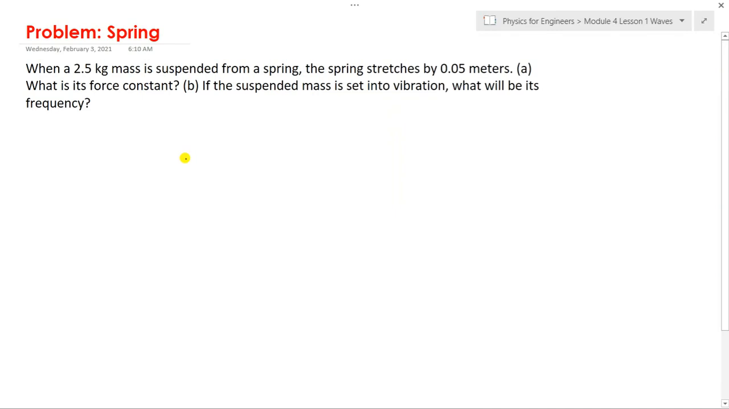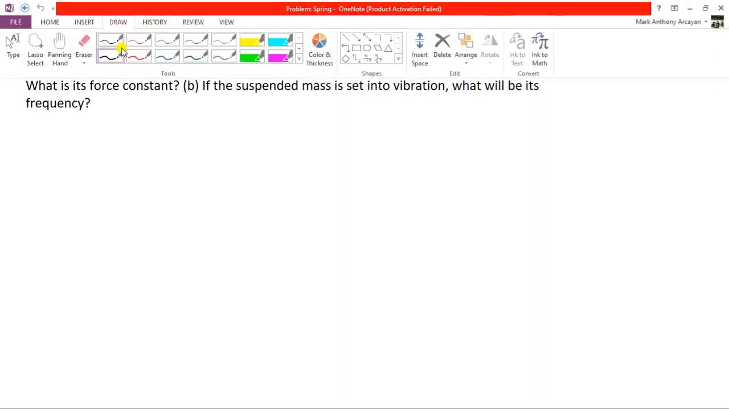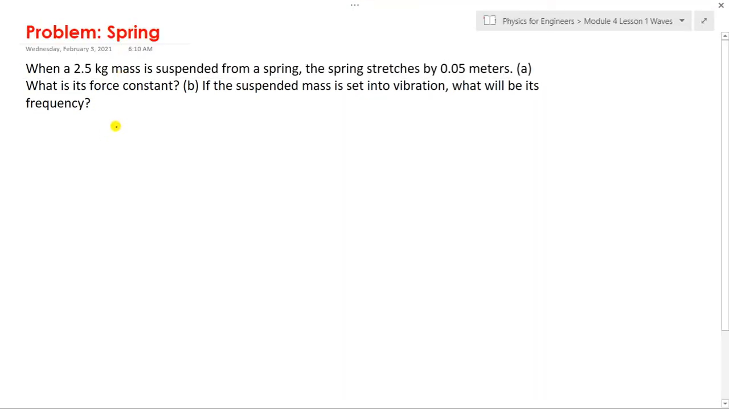So, the first problem is all about spring. Let's say we have a 2.5 kilogram mass suspended from a spring. So here is a spring, then a mass attached. The mass has a value of 2.5 kilogram suspended from a spring, so the spring stretches by 0.05 meters.